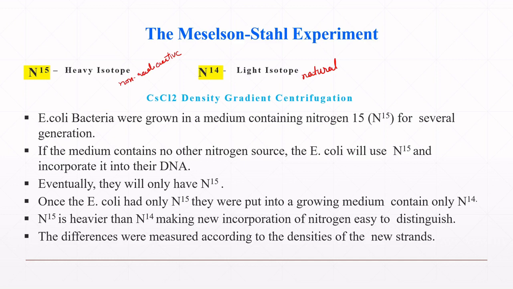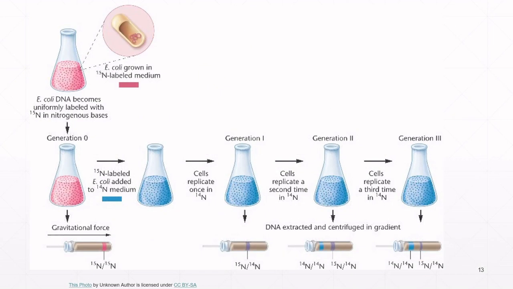For their experiment, they took E. coli bacteria, and they grew this E. coli in N15 containing medium for several generations. So this is the experiment they did. This is E. coli, which is grown on N15 medium for several generations. When this E. coli is continuously grown on N15 medium, all the nitrogen in that E. coli will be replaced with N15.